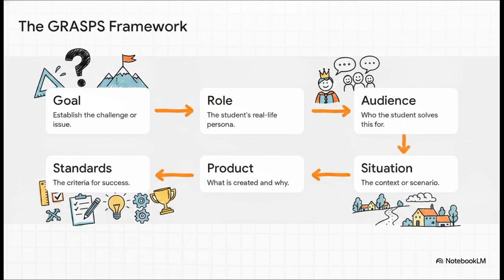Step 2 is role, giving the student a meaningful, real-life persona. Step 3 is audience, identifying who exactly the student is solving this problem for. Step 4 is situation, setting up that contextualized scenario. Step 5 is product, defining what the student creates and why.